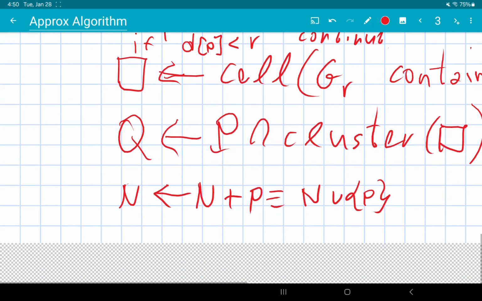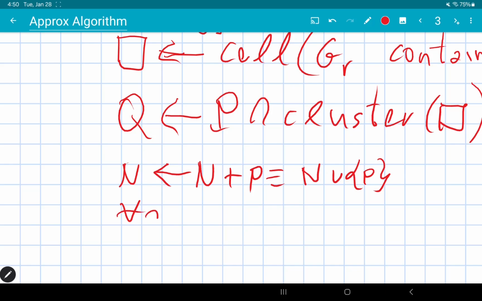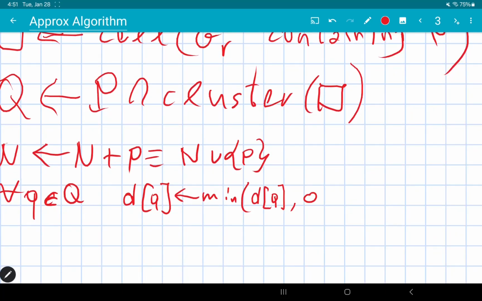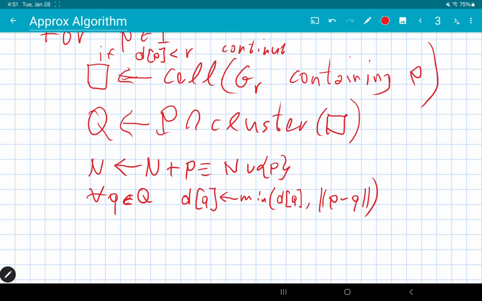And now we need to update the distances. So for every point q in Q, we're going to set d of q to be what? The minimum of d of q, the old distance, and the distance between p and q. Here we are talking about Euclidean distance, so we can just write Euclidean distance. Okay? And that's it. That's the algorithm.